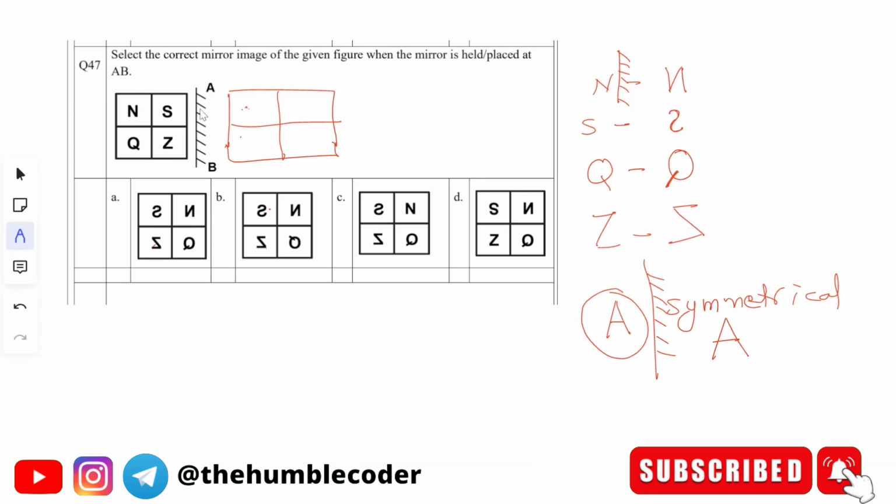So what will be the final answer? As I told, S will come in this place. So S will be something like this. Then we have Q. So not Q but Z. Z will come below S. So Z will be something like this. Then like this.